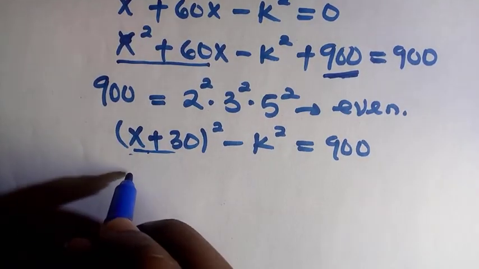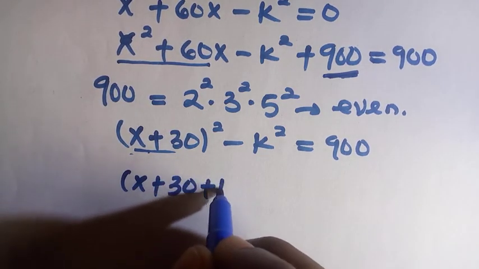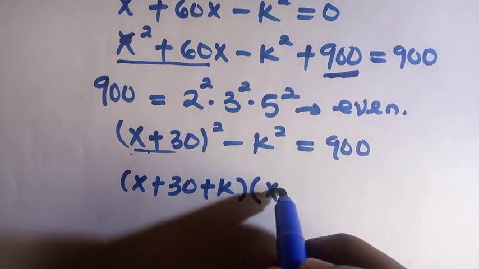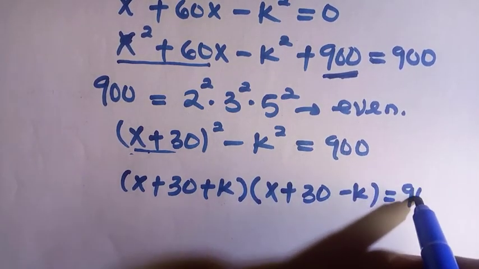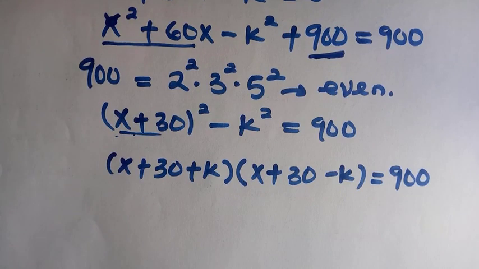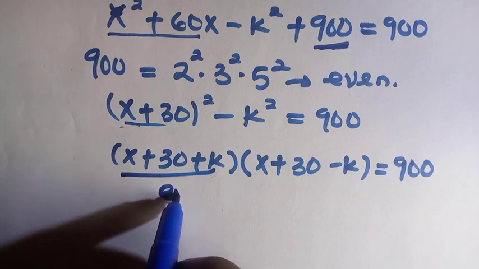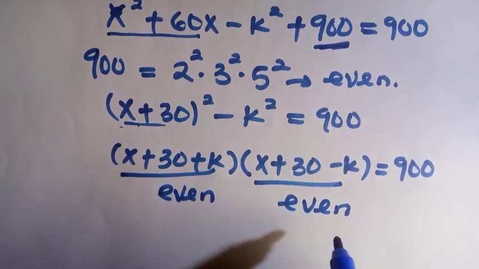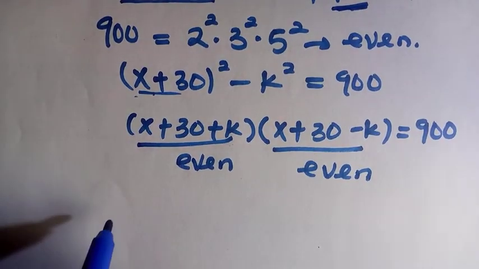Then by applying the identity, we have x plus 30 plus k, then x plus 30 minus k, following the identity of the difference of two squares. Let's say that this x is even, and y is also an even number. That is, the product of these two must equal 900.